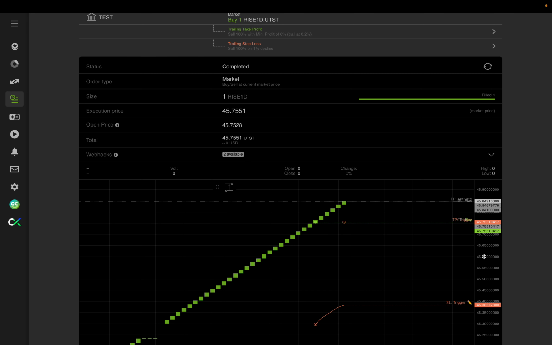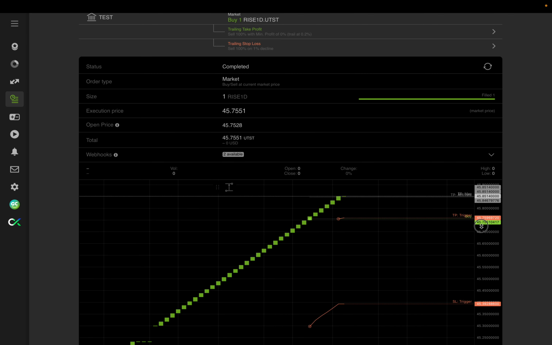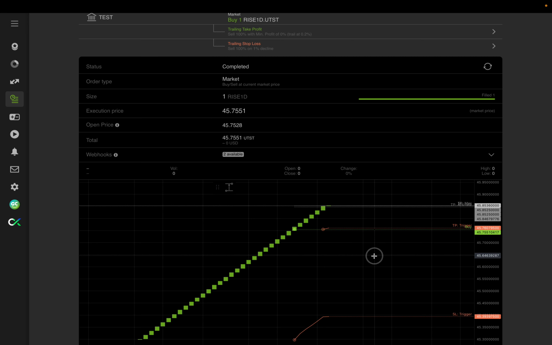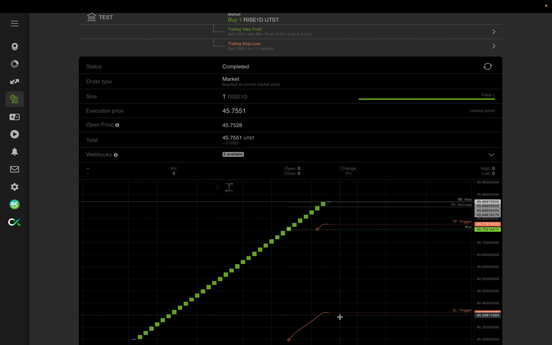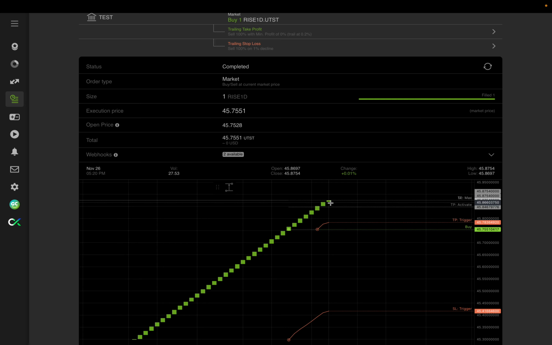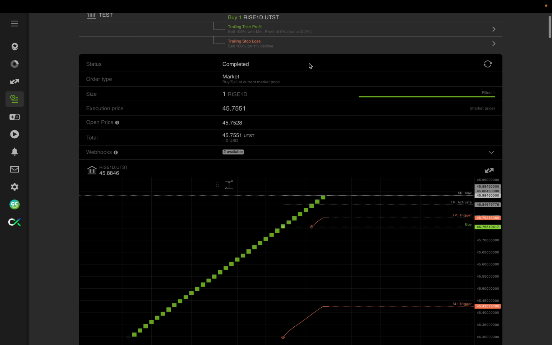So here we go. Now your trailing take profit has activated, and you can see two triggers. That's the trigger of your trailing stop loss, and that's the trigger of your trailing take profit. Obviously, if the price starts falling, the trailing take profit trigger will be reached first, and once it executes, your trailing stop loss will just be cancelled by the system. So you effectively decreased your risk or potential foregone profit from this amount to this amount because the price reached your trailing take profit.